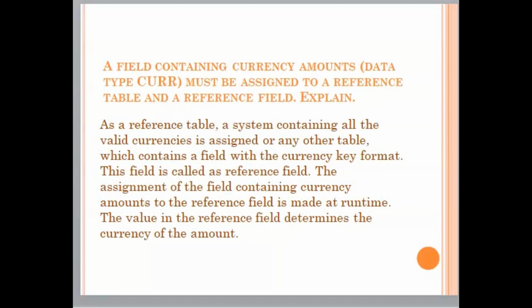A field containing currency amounts, data type currency, must be assigned to a reference table and a reference field. Explain. Answer. As a reference table, a system table containing all the valid currencies is assigned, or any other table which contains a field with the currency key format. This field is called the reference field. The assignment of the field containing currency amounts to the reference field is made at runtime. The value in the reference field determines the currency of the amount.